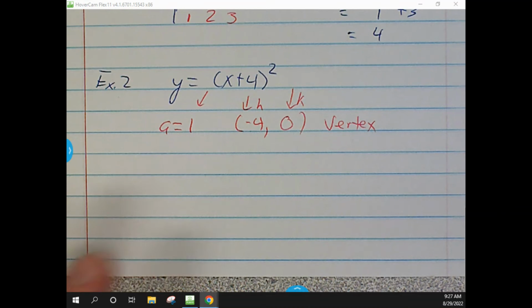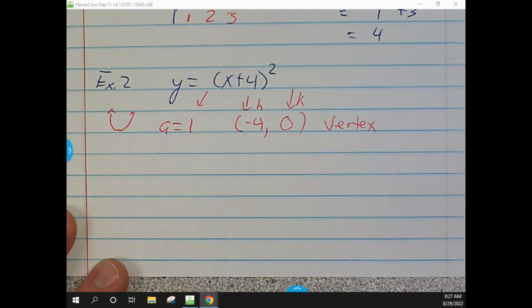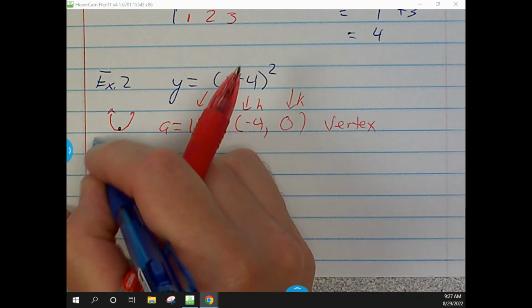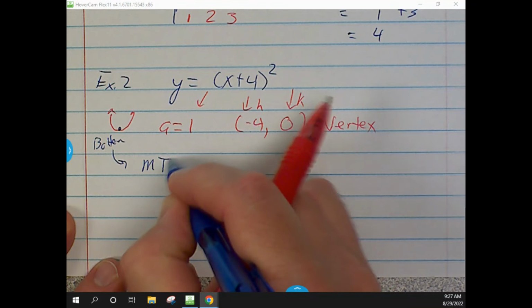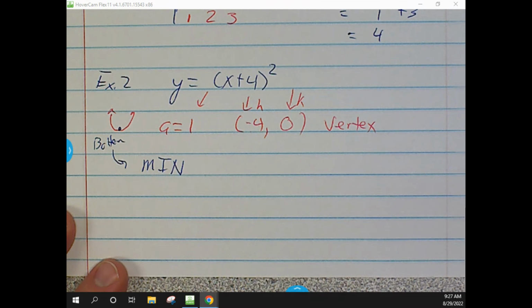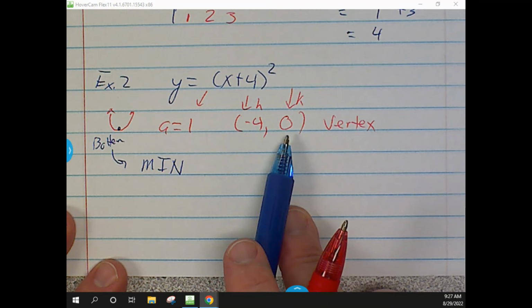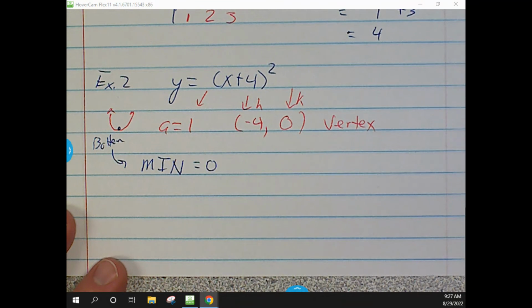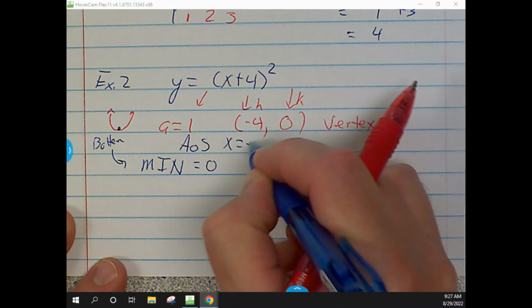All right, again, the main thing with the A value is it tells you the basic shape of the graph, that we know it's going up. Which means the vertex is at the bottom, which means this thing is going to be a minimum. And that's going to be a minimum at the Y value of the vertex, which in this case is 0. And then the axis of symmetry is just the X value. So that's X equals negative 4.